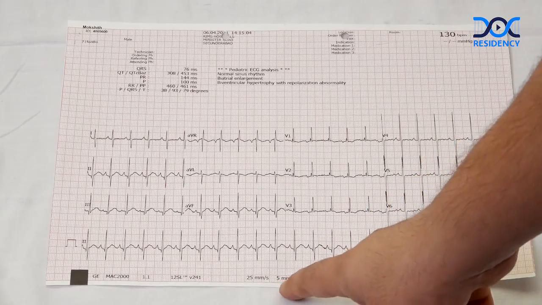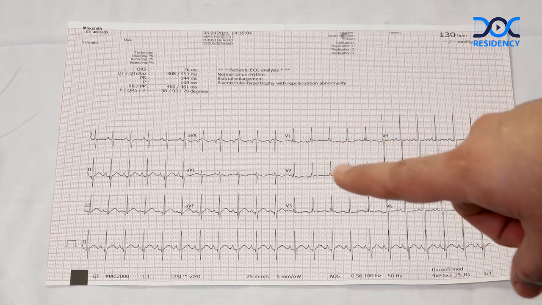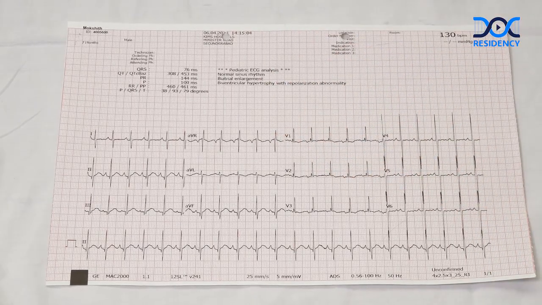Here also you can see 5 mm per millivolt. Normally it has to be 10 mm per millivolt. That means it's a half standardization. So whatever value is there.